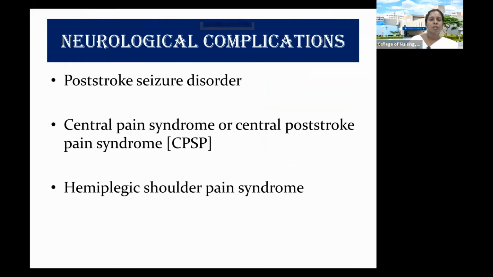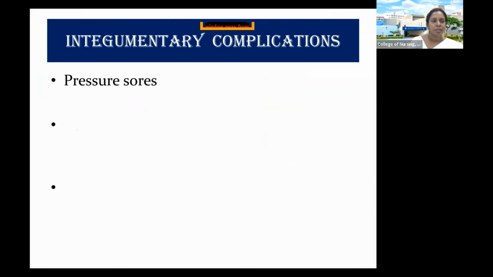Coming to the neurological complications after a stroke, patients can have post-stroke seizure disorder, or there's something called central post-stroke pain syndrome, and hemiplegic shoulder pain. Whichever side they have hemiplegia, on that side patients can have severe shoulder pain. Integumentary complication, because they are going to be bedridden, patients can end up with pressure sores if they are not adequately turned.